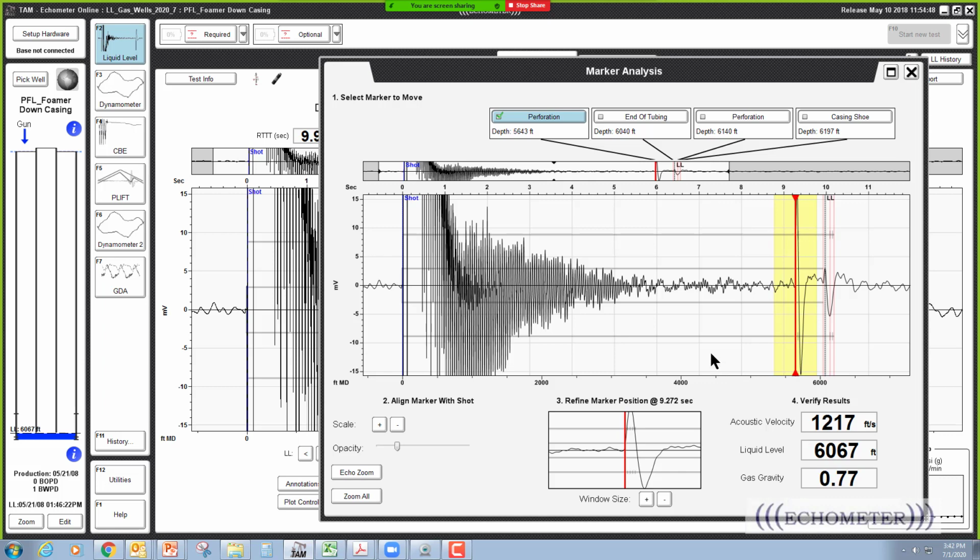So that's sometimes, when you have a hot well, you want to get the perforation right next to the liquid level as deep as you can, because the temperature has a much larger impact on the acoustic velocity than this well had.